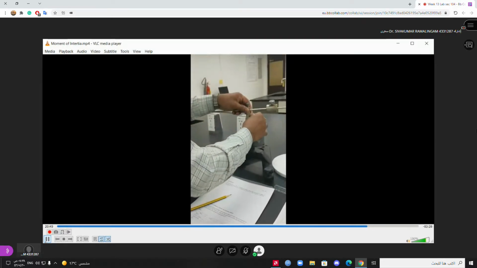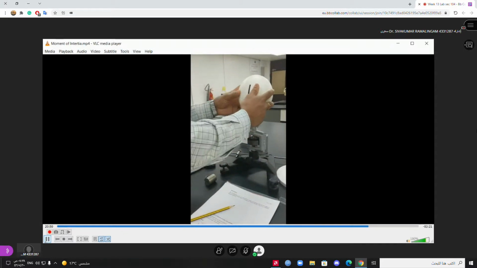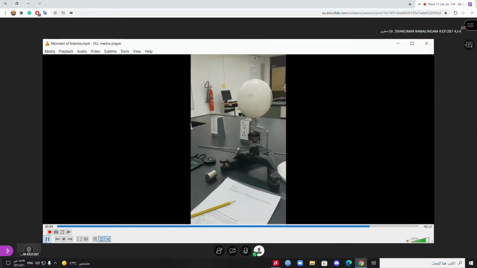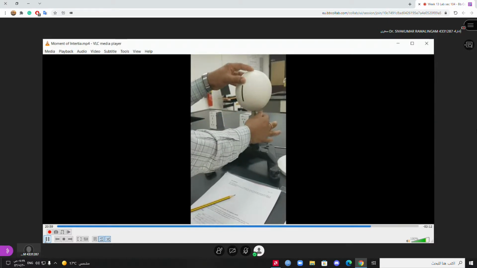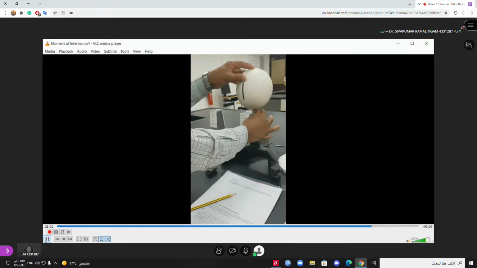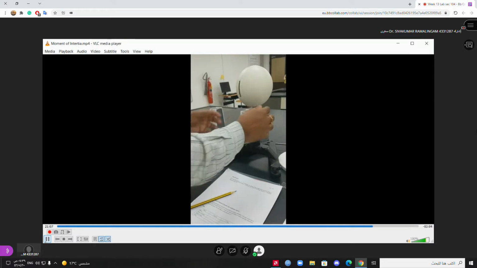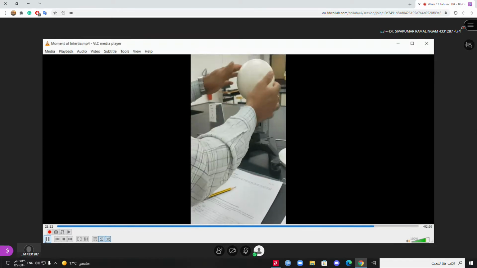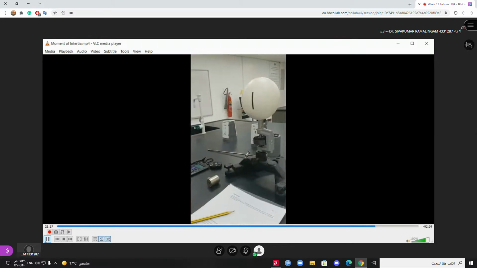This is the sphere. Detach this by using the screw. Take this and place it here. If I rotate this, it is rotating, it's not oscillating, right? If I want to make it oscillate, keep this and tighten the screw. If I tighten this, it will undergo oscillation. If I loosen it, it's not undergoing oscillations. Now tighten this. Now this will undergo oscillation.